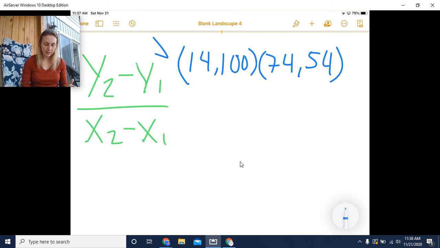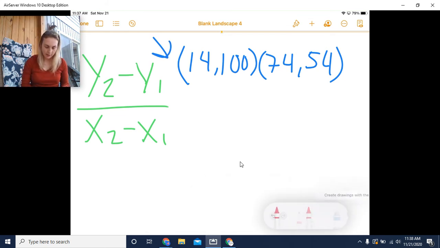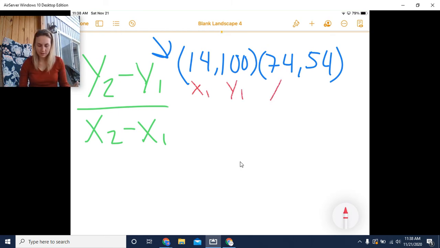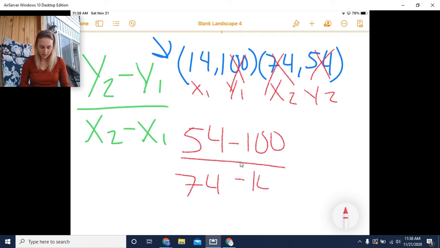Since this is the first coordinate I'll see, I'll just go ahead and make that x1 and y1. Since this is the second coordinate I'll see, I'll make this x2 and y2. And then I can put it into the slope formula. So y2 is 54. We're going to subtract that by y1, which is 100. And we're going to put that over x2, which is 74. We're going to subtract that by x1, which is 14.